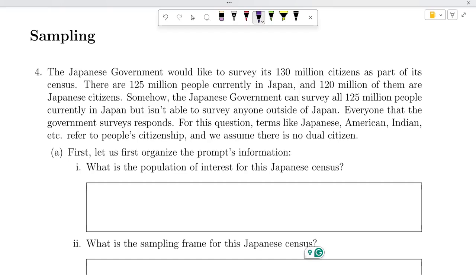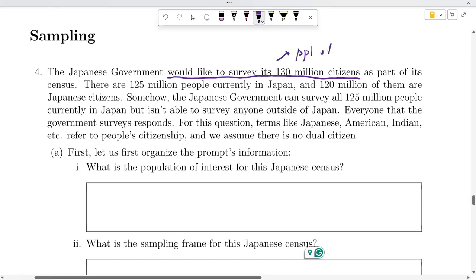So the Japanese government would like to survey its 130 million citizens as part of its census. So this is the population, or like the people of interest. Okay, there are 125 million people currently living in Japan. 120 million of them are Japanese citizens. Somehow the Japanese government can survey all 125 million people currently in Japan, but isn't able to survey anyone else in Japan. So this looks like our sampling frame.